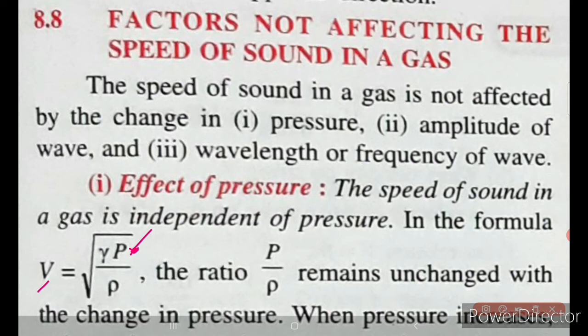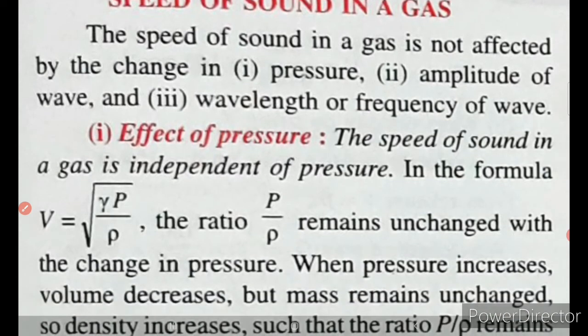Now the effect of pressure. The speed of sound in a gas is independent of pressure. In the formula v equals under root gamma p upon rho, although that p is pressure present in the formula, they are saying it is independent. The v is independent of p because the ratio p upon rho remains unchanged with the change in the pressure. So it's not only the pressure, it is the ratio which helps the speed of sound to change.